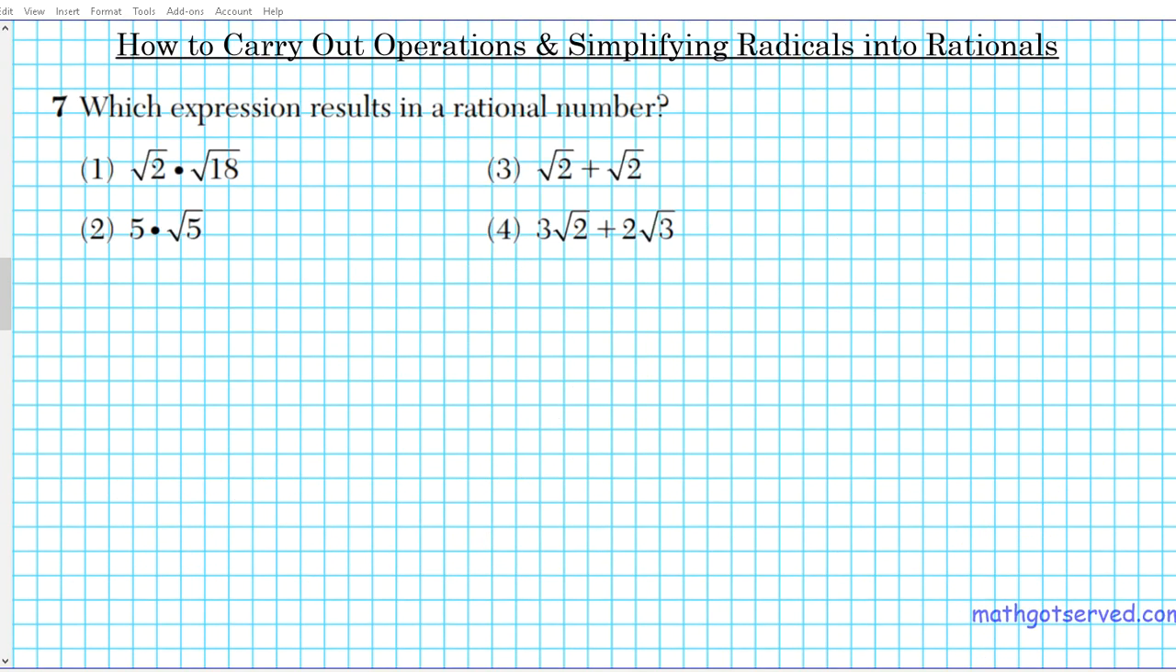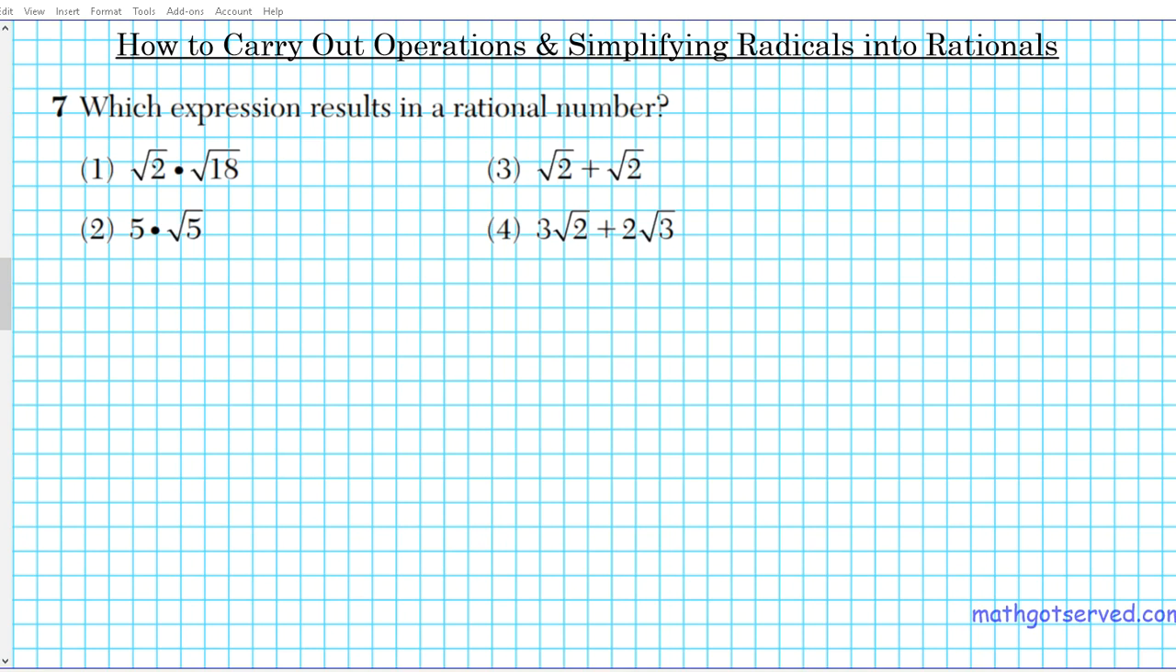Alright, let's take a look at question 7. In question 7, we're going to be assessed on how to carry out operations and simplification of radicals into rationals. Question 7 reads, which results in a rational number? The square root of 2 times the square root of 18, 5 times the square root of 5, square root of 2 plus the square root of 2, 3 root 2 plus 2 root 3.